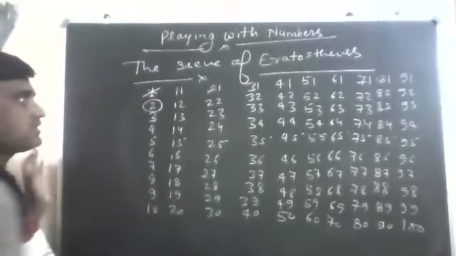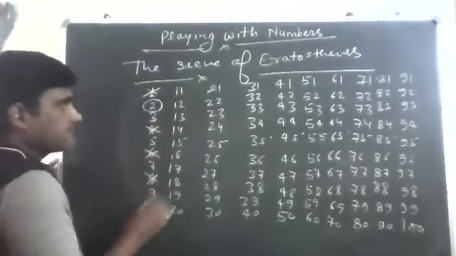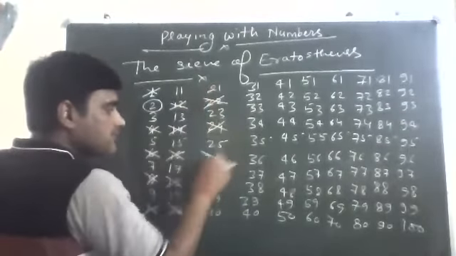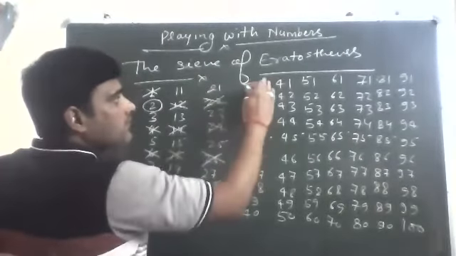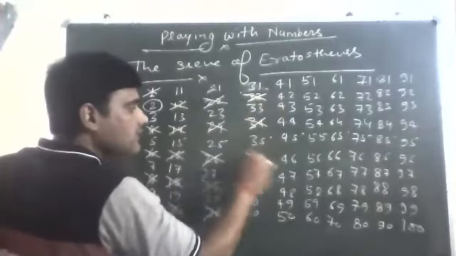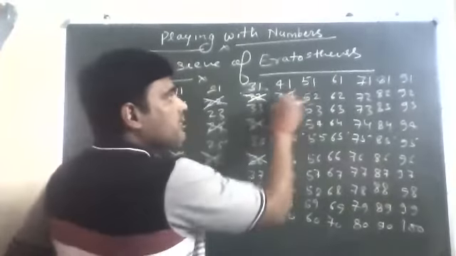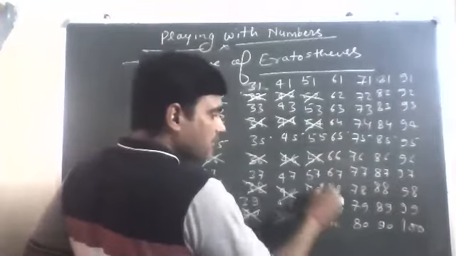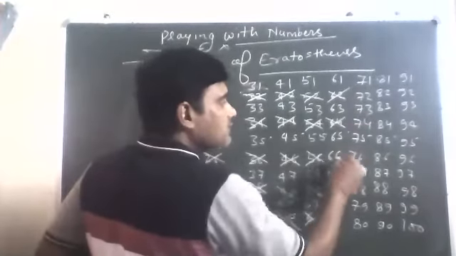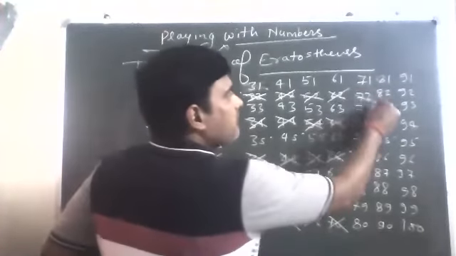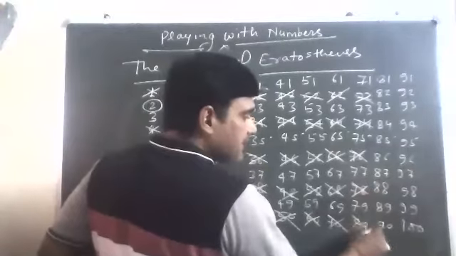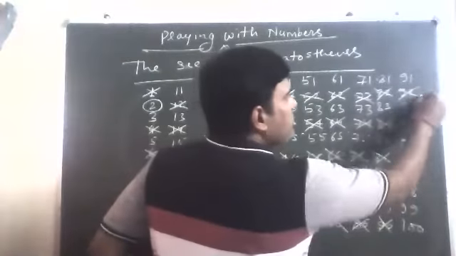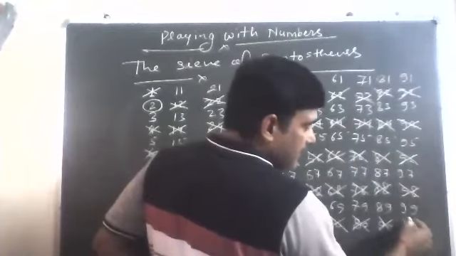Okay. Now we cross out all the multiples of 2: 4, 6, 8, 10, 12, 14, 16, 18, 20, 22, 24, 26, 28, 30, 32, 34, 36, 38, 40, and so on up to 98 and 100.